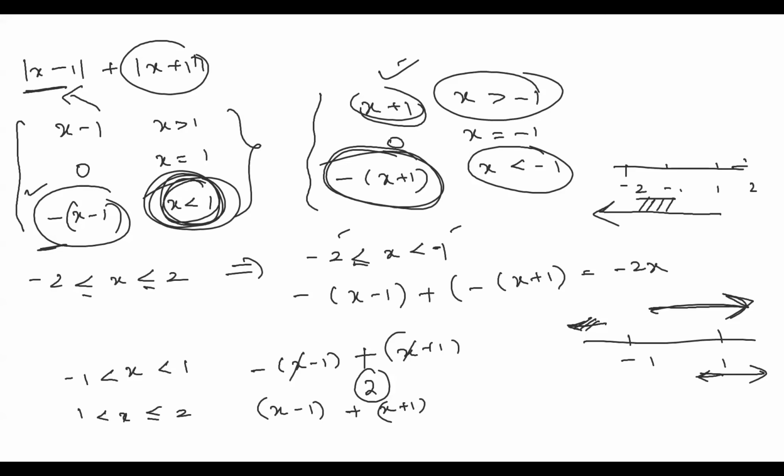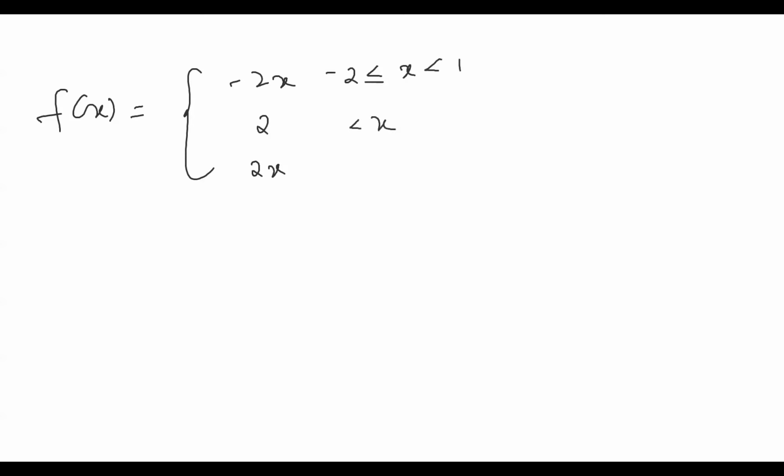So x minus 1 comes for mod of x minus 1. X plus 1 comes from mod of x plus 1. When you solve this, what will you get? 2x. This is how we break the function. So the final conclusion for this problem is f of x is equal to minus 2x, 2 and 2x, when x is greater than or equal to -2 and less than -1, x greater than -1 and less than 1, and x greater than 1 and less than or equal to 2. This is how you are going to redefine it.